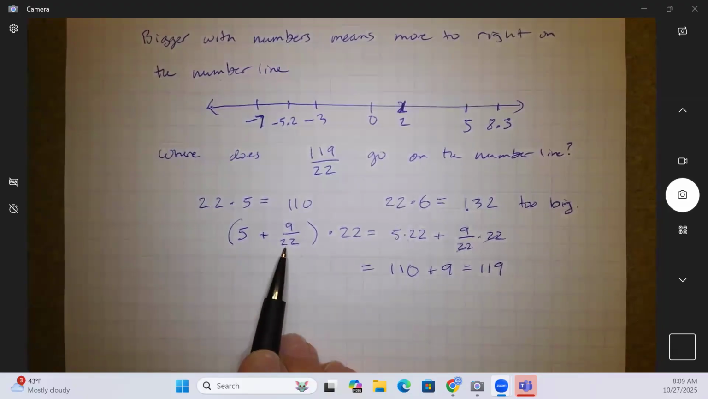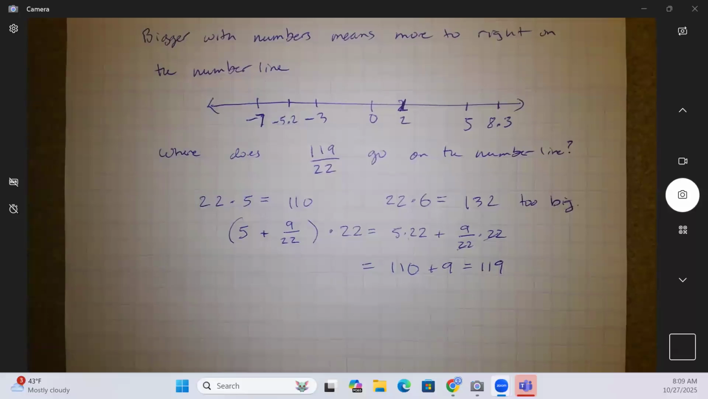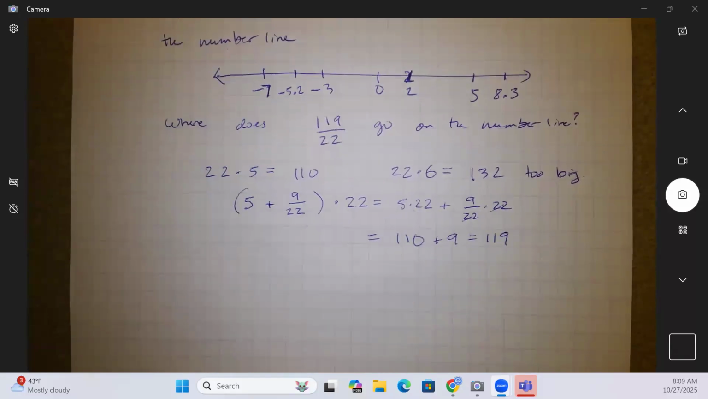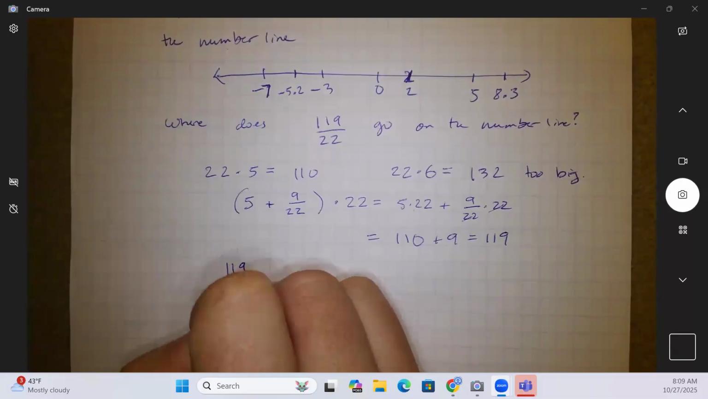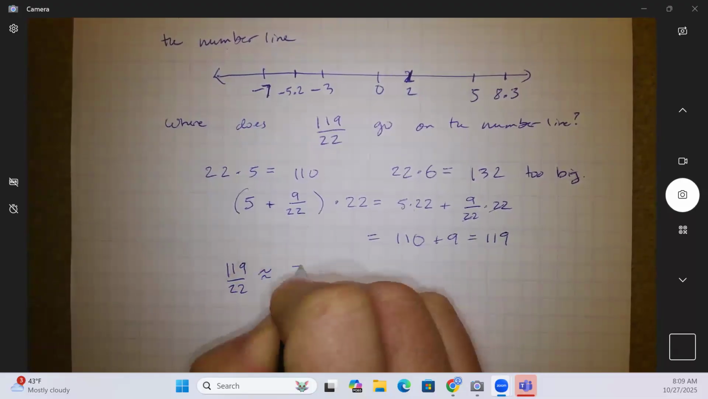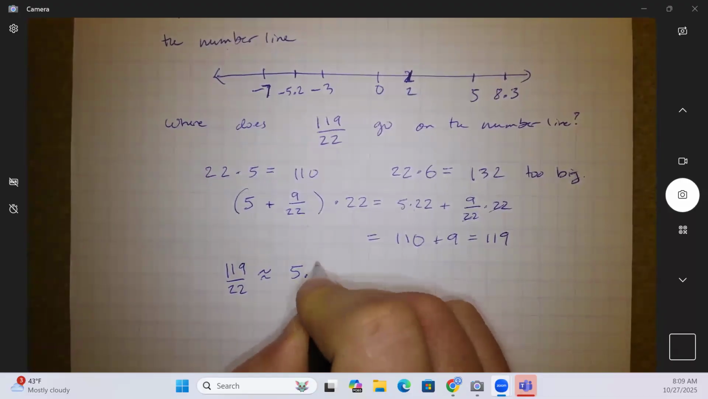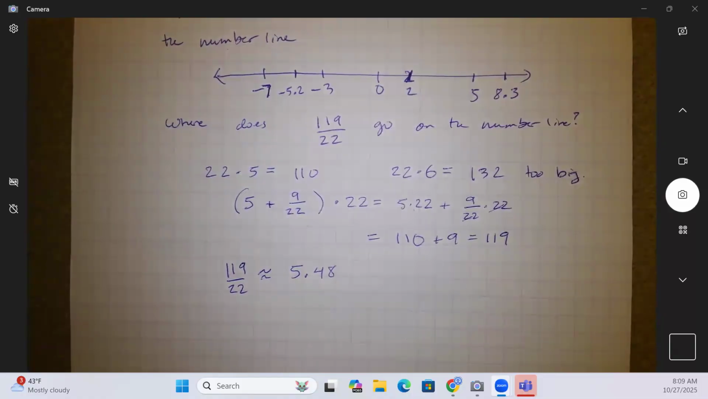How big is 9 over 22? Well, I do kind of the same thing. It's a little less than half, right? Because 11 out of 22 would be half. So 119 over 22 is about 5 point something a little less than a half. Let's do 5.48.